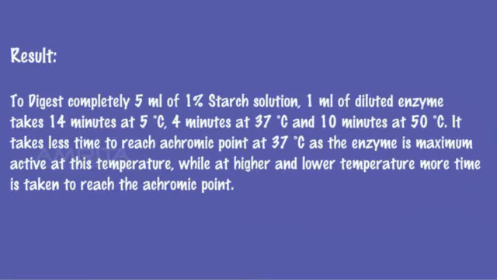Results. To digest completely 5 ml of 1% starch solution, 1 ml of diluted enzyme takes 14 minutes at 5 degrees Celsius, 4 minutes at 37 degrees Celsius and 10 minutes at 50 degrees Celsius. It takes less time to reach achromic point at 37 degrees Celsius as the enzyme is maximum active at this temperature, while at higher and lower temperatures more time is taken to reach the achromic point.